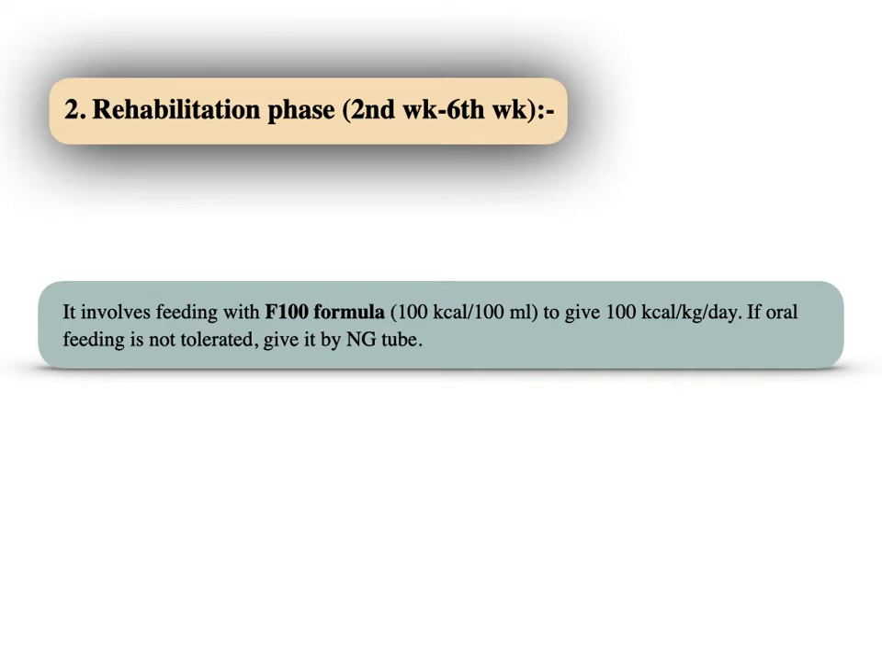The second phase of therapy is the rehabilitation phase, which starts from the end of the first week up to the sixth week of treatment. It involves feeding with F100 formula, which gives 100 kilocalories per kg per day. If oral feeding is not tolerated in this phase, we can give it by NG tube.